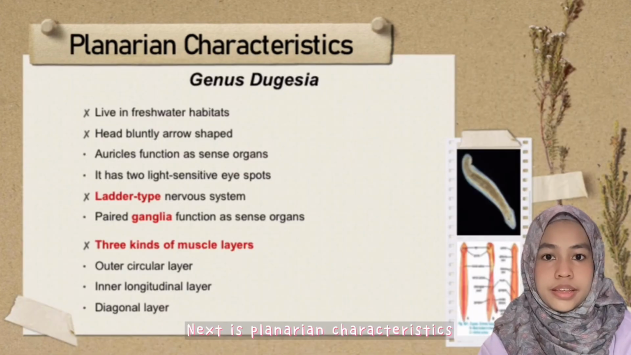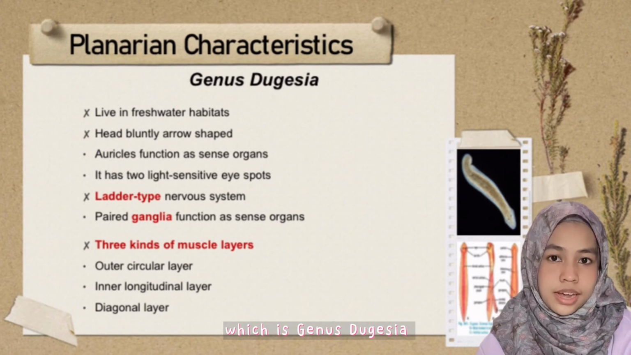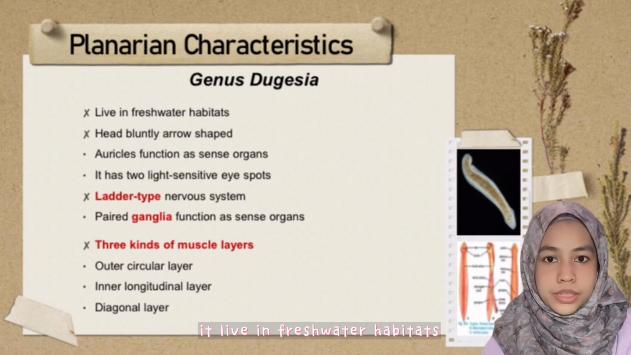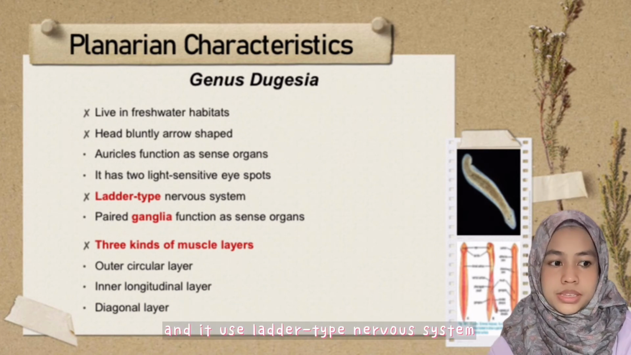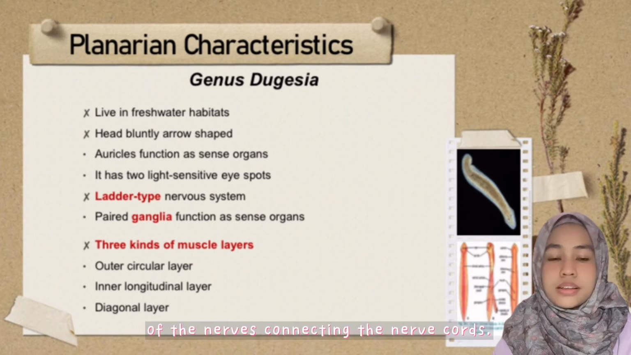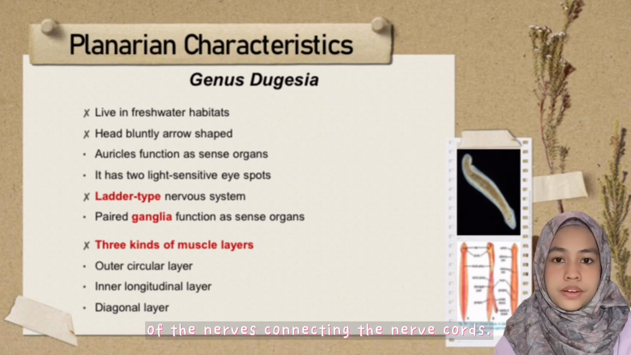Next is the planarian characteristic, which is genus Dugesia. It lives in freshwater habitats and has a bluntly arrow shape, and it uses a ladder-type nervous system because of the nerves connecting the nerve cords.